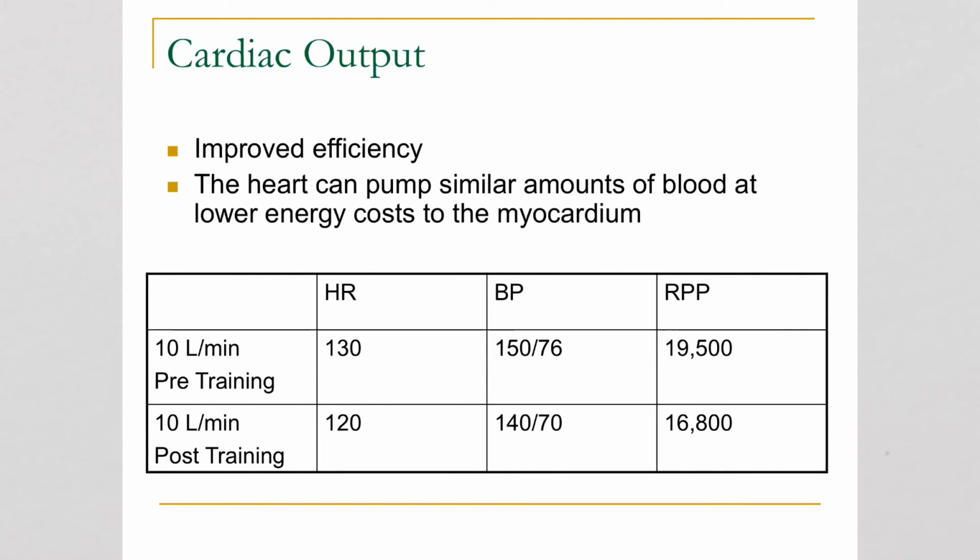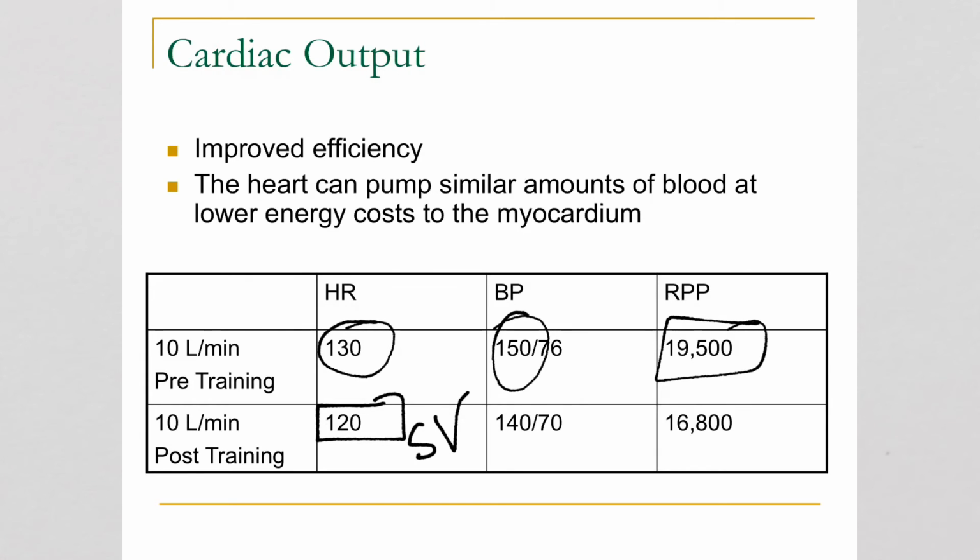So these changes to the heart do lead to an overall efficiency, and I hinted at this earlier. We can look at someone pre-training, pumping 10 liters of blood. Heart rate might be at 130, and systolic might be 150, and that leads to a rate pressure product of almost 20,000. So remember, that's the workload on the heart. Post-training, now to pump the same amount of blood, the heart rate's lower. Why is the heart rate lower? We know this by now. It's the stroke volume. The stroke volume's higher. We don't have to pump as much, so stroke volume is higher, heart rate can be lower. The blood pressure is going to be a little bit lower. We'll talk about the reasons why a little bit later. Rate pressure product is less, so less stress on the heart as we go.